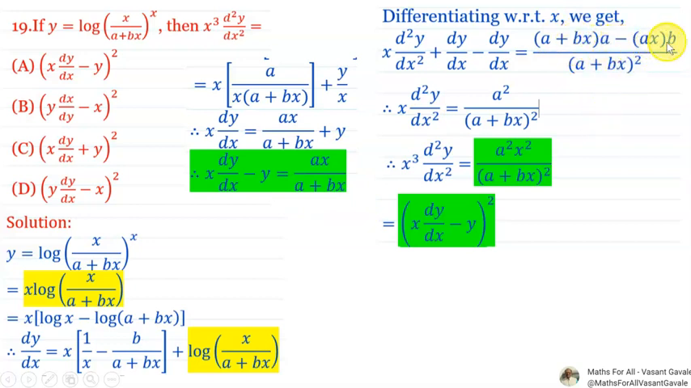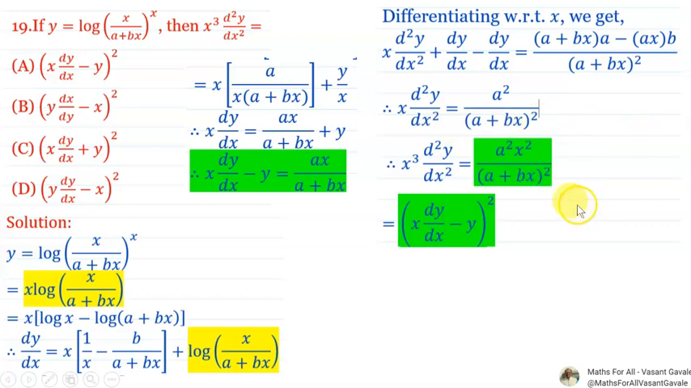Okay. Next, ax as it is. Derivative of a plus bx: the derivative of a is 0, and the derivative of bx is b. Therefore, ax into b upon a plus bx bracket square, plus dy by dx minus dy by dx get cancelled. x into d2y by dx square is equal to, here normal simplification, abx plus abx minus abx get cancelled. You will get a square upon a plus bx bracket square.